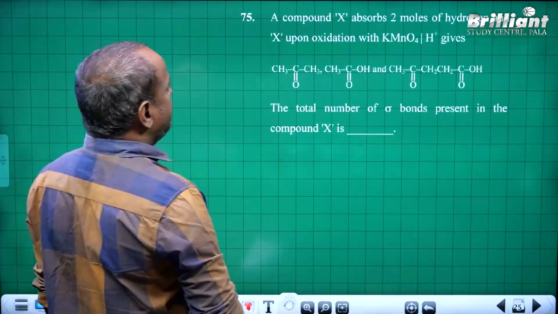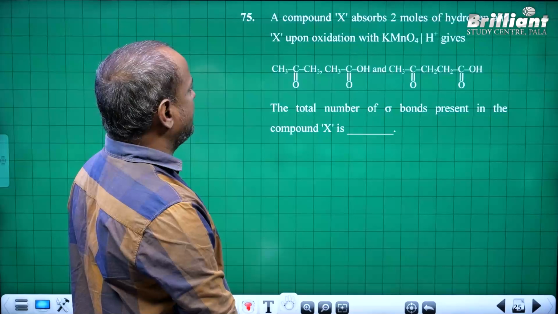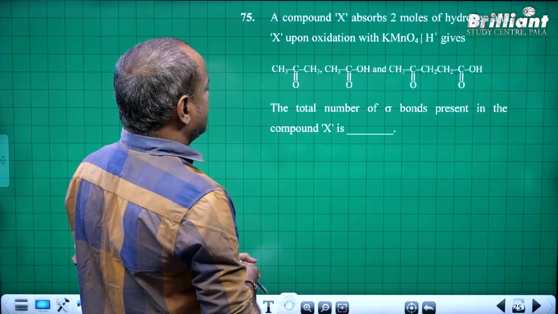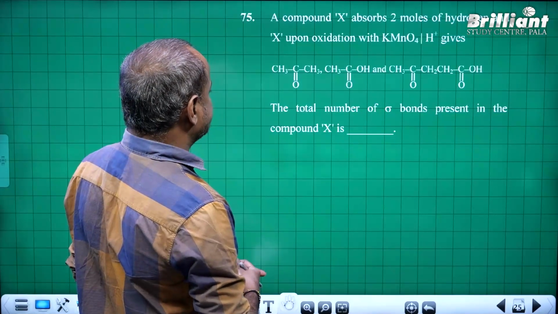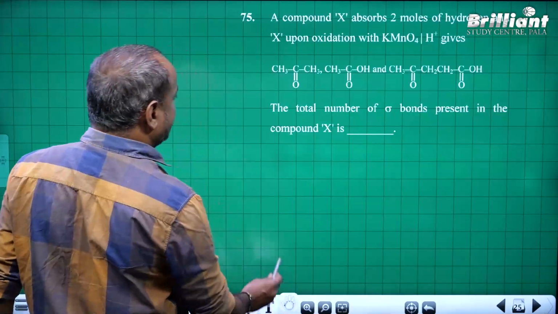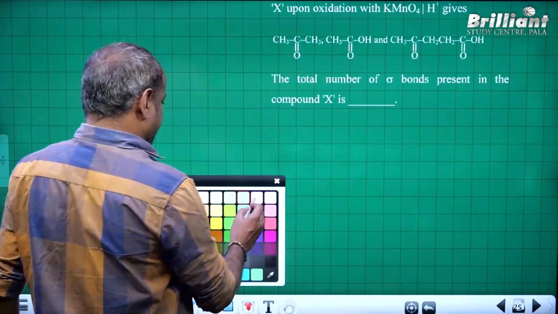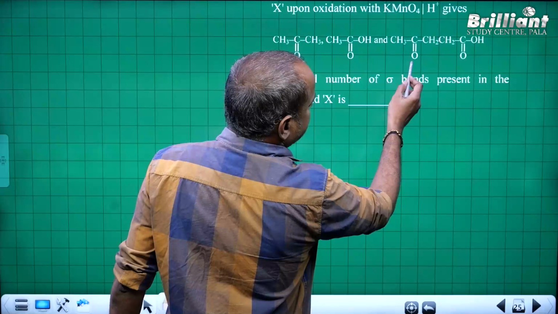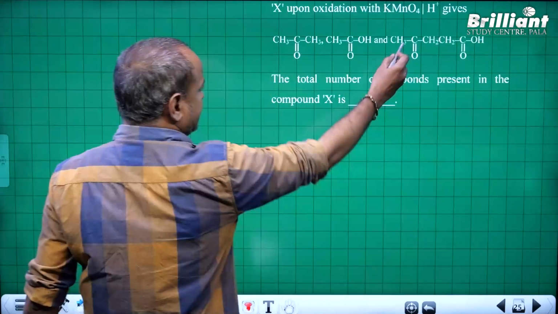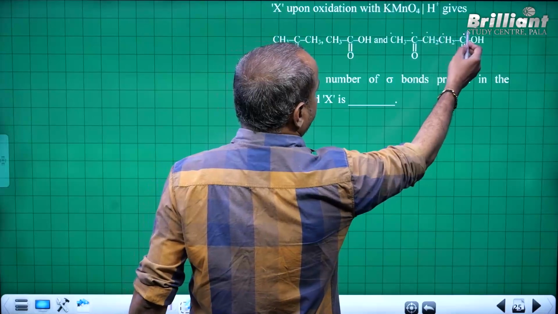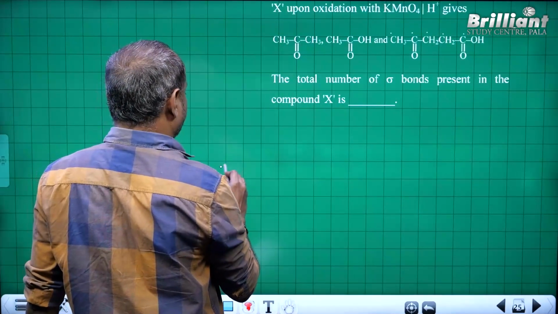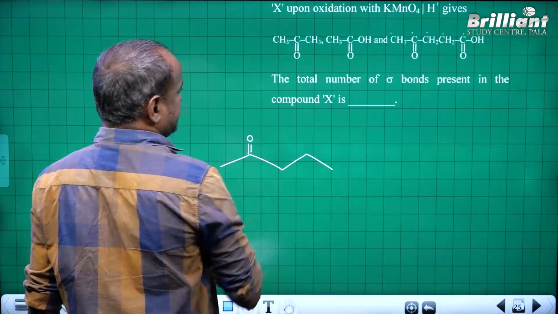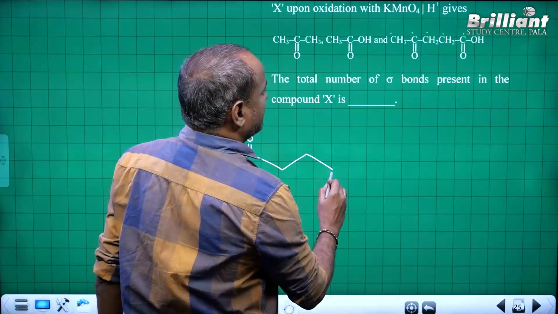Next one, compound X absorbing 2 moles of hydrogen, and X upon oxidation with KMnO4 H plus gives these compounds. First you attach these compounds to find out the parent alkene, because acetone, acetic acid, diacetone. So first I will take this one, 1, 2, 3, 4, 5. CH3 CO, this is COOH.